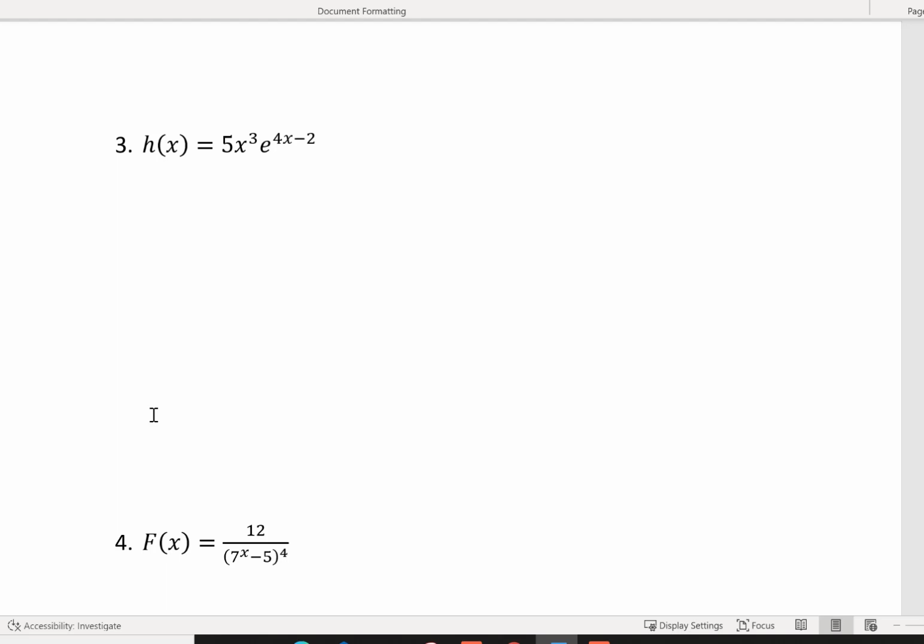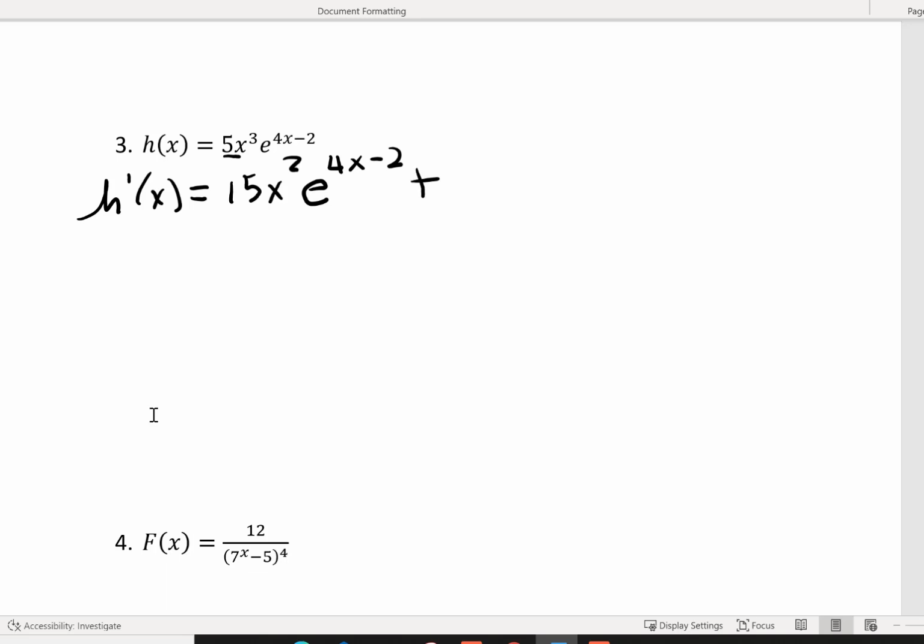Number 3, I have h of x is 5x cubed times e to the 4x minus 2. Remember how I said you really need to pay attention to how you would say this. And what did I say? I said it's 5x cubed times. That times immediately says we need to do the product rule. So I take the derivative. I'm going to start with the 5x cubed. The derivative is 15x squared. I don't do anything to the e to the 4x minus 2 the first time through. Remember, I do f prime g plus g prime f.